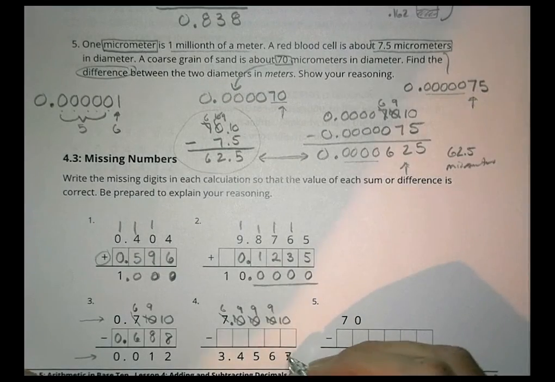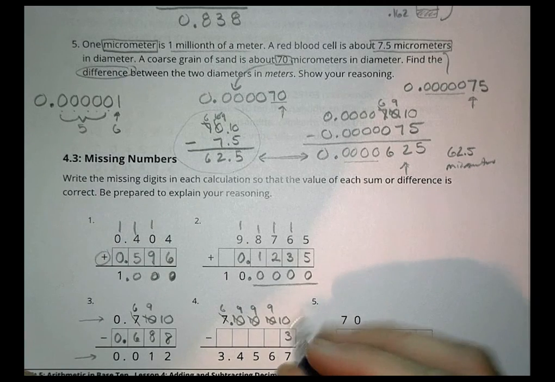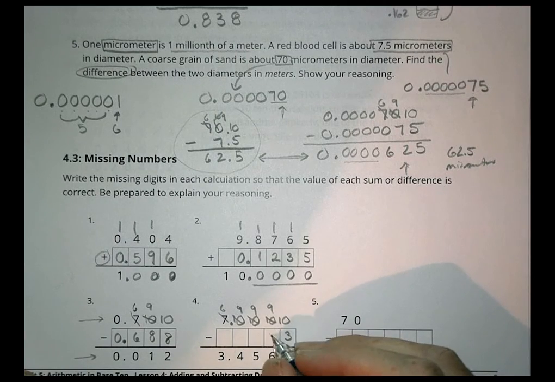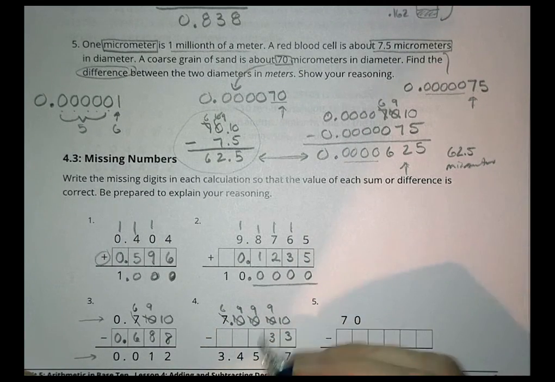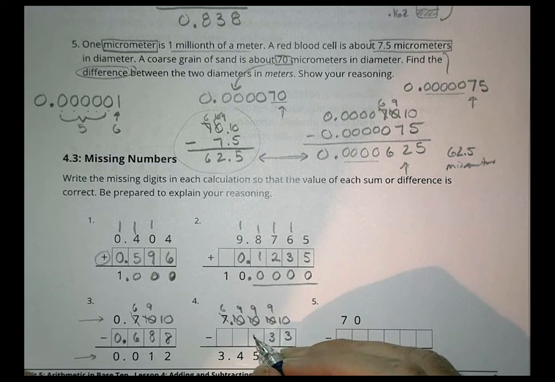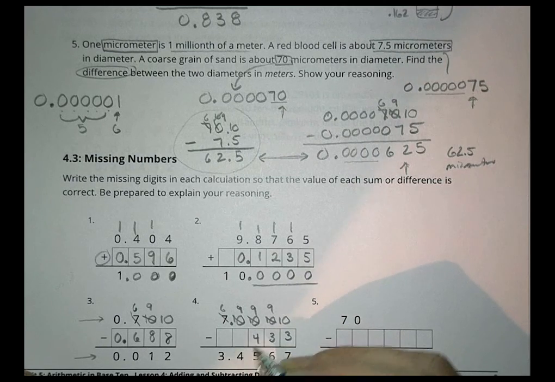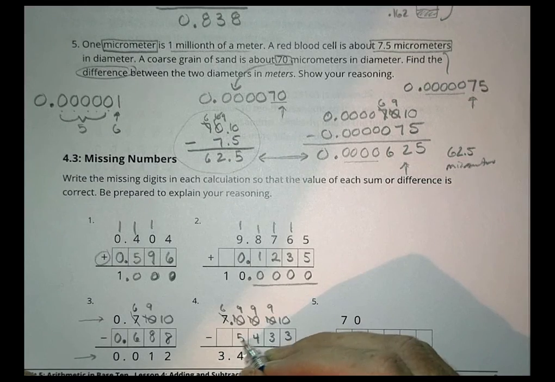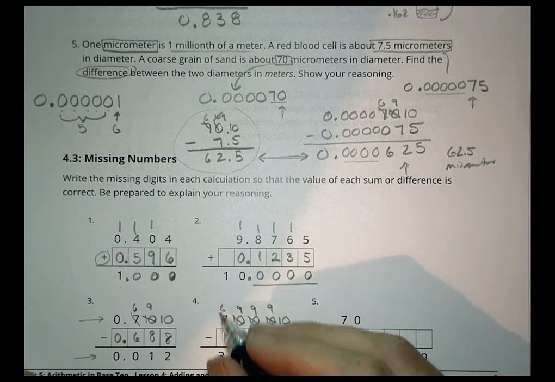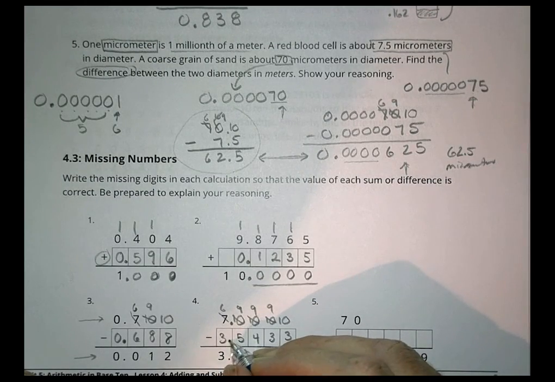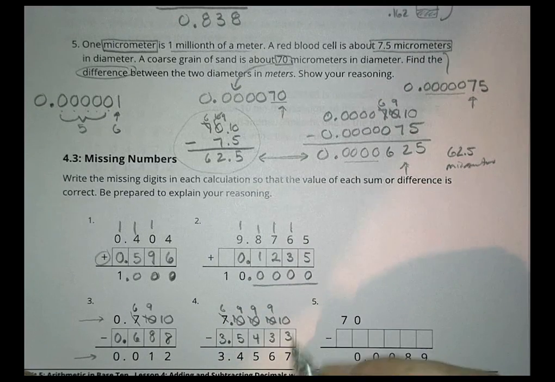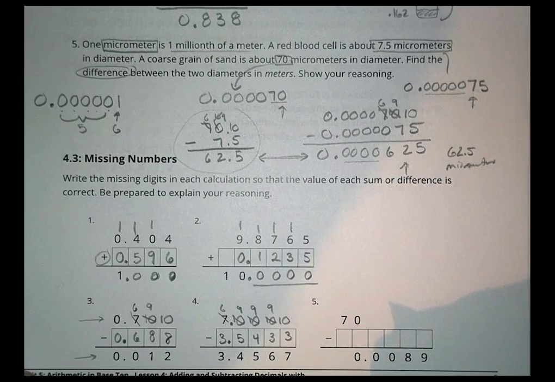7 plus what is 10? 7 plus 3 is 10. 6 plus what is 9? 6 plus 3 is 9. 5 plus what is 9? Sorry, 4. And then 4 plus what is 9? We'd say 5. And then 3 plus what is 6? We would say 3. So if you like doing addition, once you've done that part, you could add to go that direction, and it works just the same.